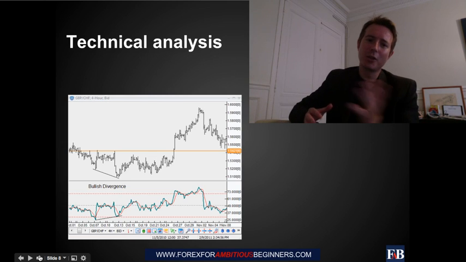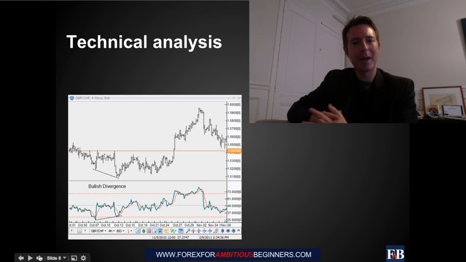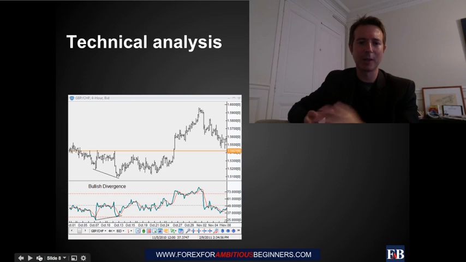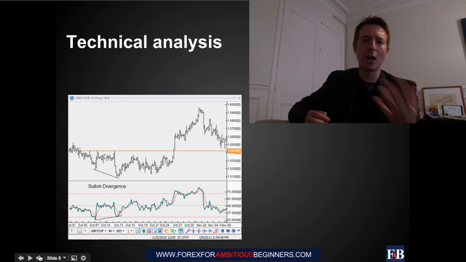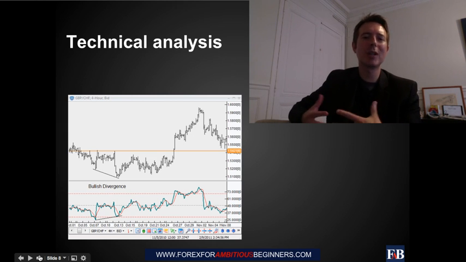This is a chart of the pound Swiss franc. The upper chart is a simple bar chart of the price development. The lower chart is a chart of the relative strength index, which is one of the indicators we're going to look at a little later. The RSI looks at the number of closing prices, if they are higher or lower. So it measures the strength of a development.